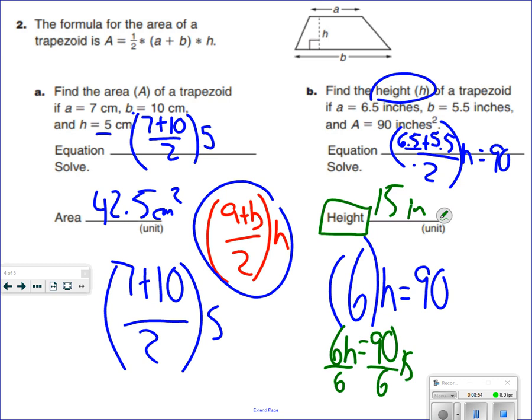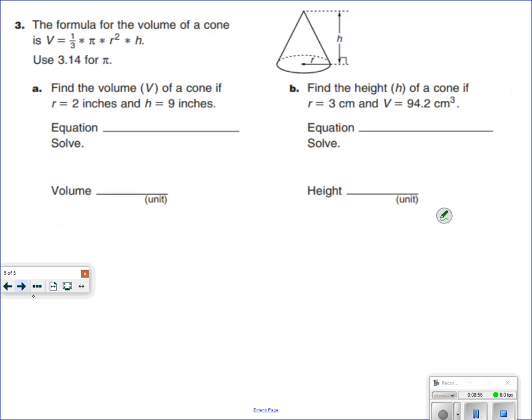Let's move on to another problem. Hang in there with me, okay? These are some good problems here. The formula for the volume of a cone is the volume equals 1/3 times pi times r squared times h. Use 3.14 for pi. Well, it's right there. Find the volume V for the cone.